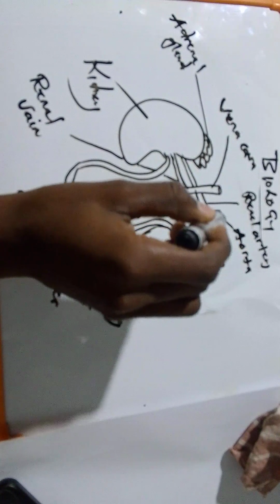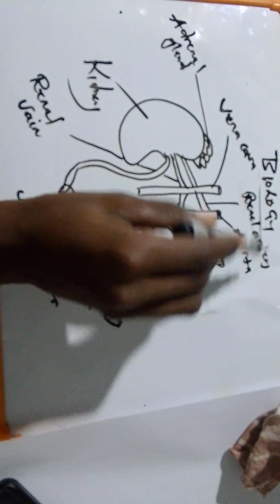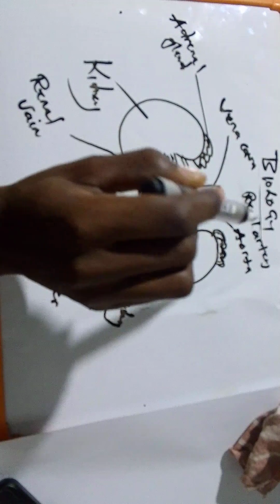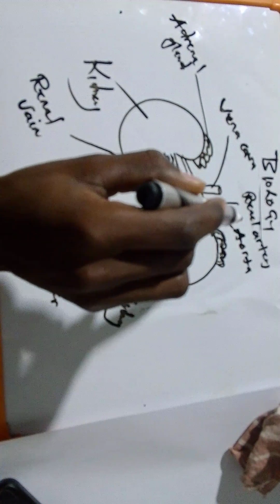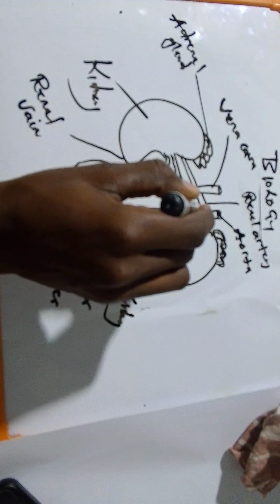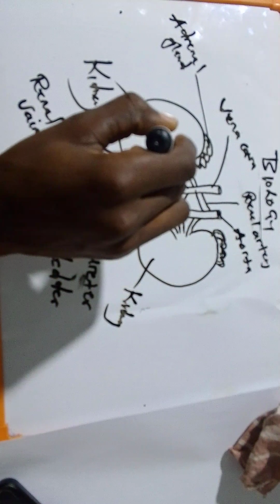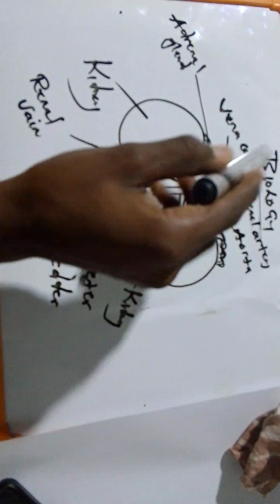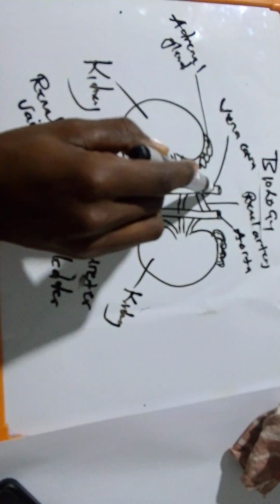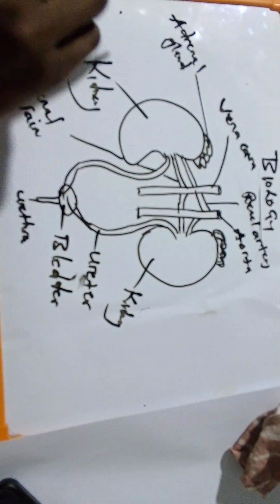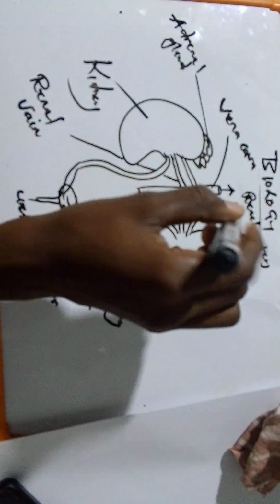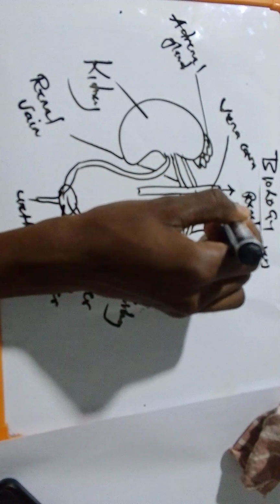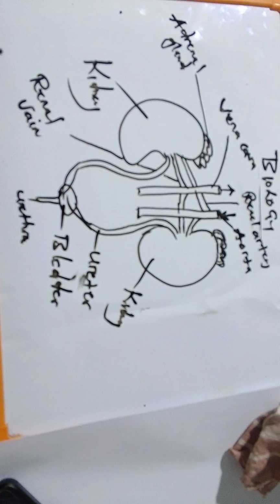Then we have the aorta. The aorta, which is the largest artery in the body, carries oxygenated blood from the heart. So it brings this blood to the kidney. Then we have the vena cava. The vena cava is the one that removes blood from the kidney. So this part is taking blood away, and this part is bringing blood to the kidneys.